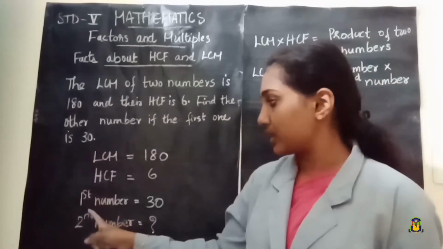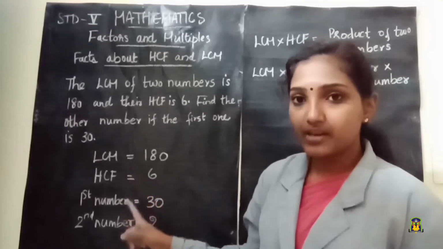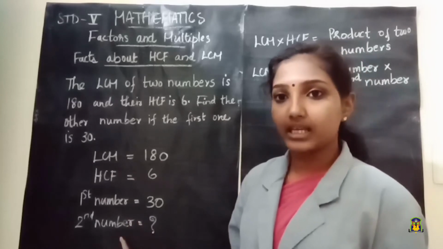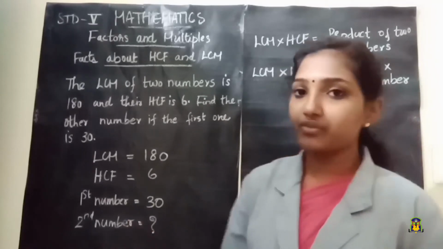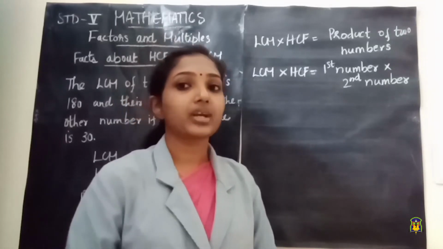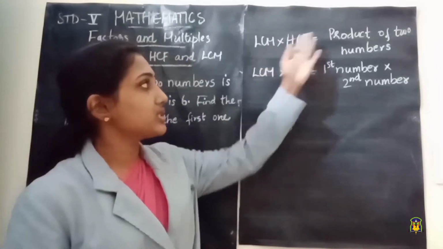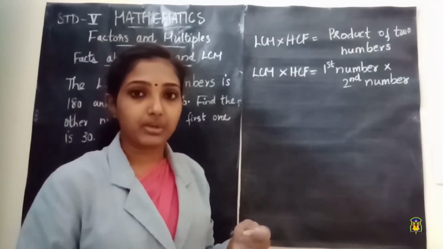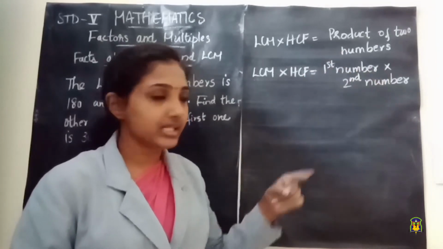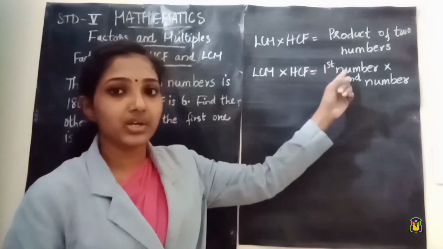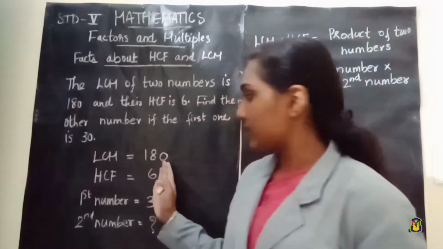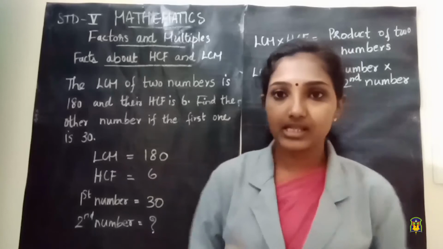So one number is given. Let us take it as the first number. The first number is given and it is 30. And we have to find the second number. We don't know the second number. So using which fact will we find it? We have studied that LCM into HCF is equal to the product of the two numbers, right? Product means the first number multiplied by the second number. So LCM into HCF is equal to first number into second number. What is the LCM here? The LCM is 180 and the HCF is 6, right?